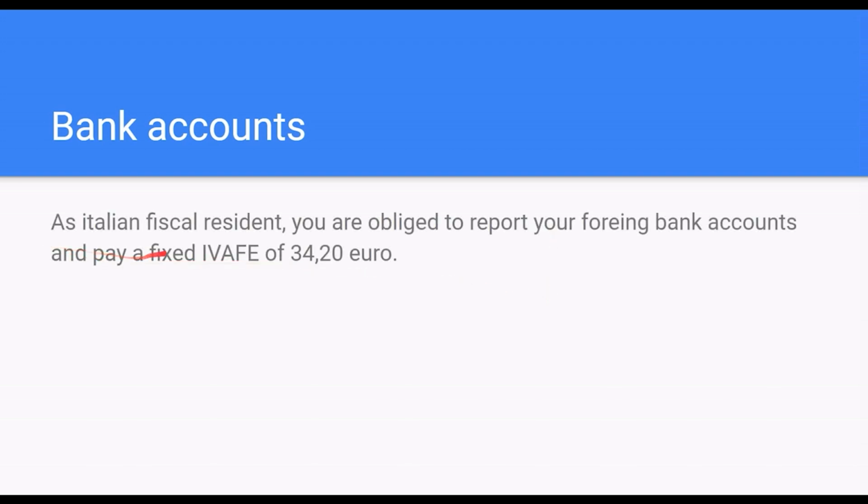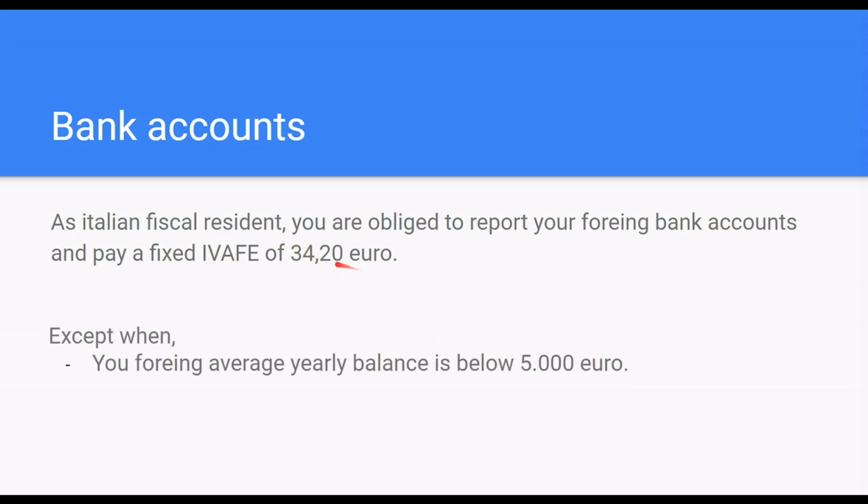Bank accounts. For bank accounts, things are slightly different. Similar concept, but slightly different. As an Italian fiscal resident, you're obliged to report your foreign bank accounts and pay a fixed IVAFE of €34.20. So basically it's a very small amount of money, but you still have to report and pay this sort of duty stamp. There is an exception when you don't have to pay anything and you don't even need to report a foreign bank account: when your average yearly balance, again, the average yearly balance, which you have to calculate yourself if the bank doesn't provide it, is below €5,000.